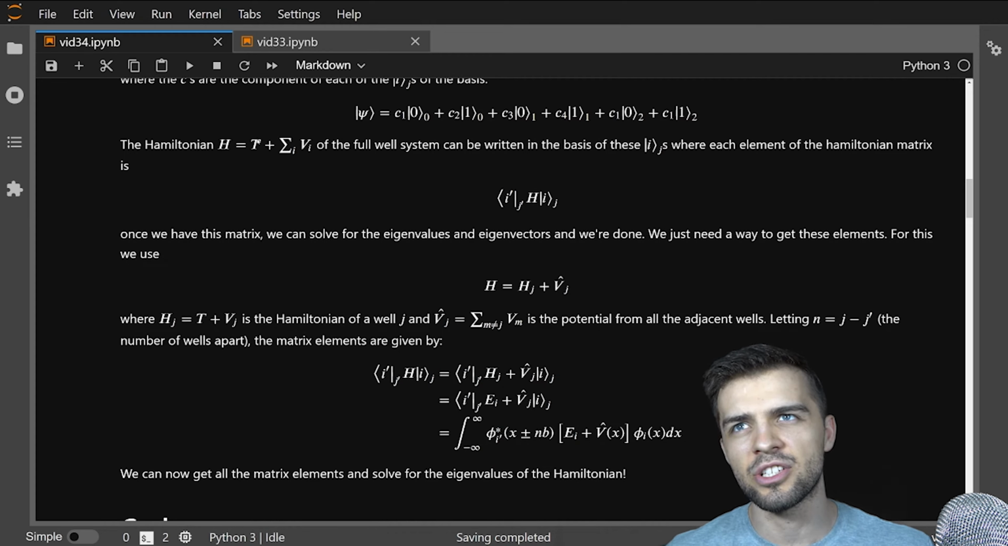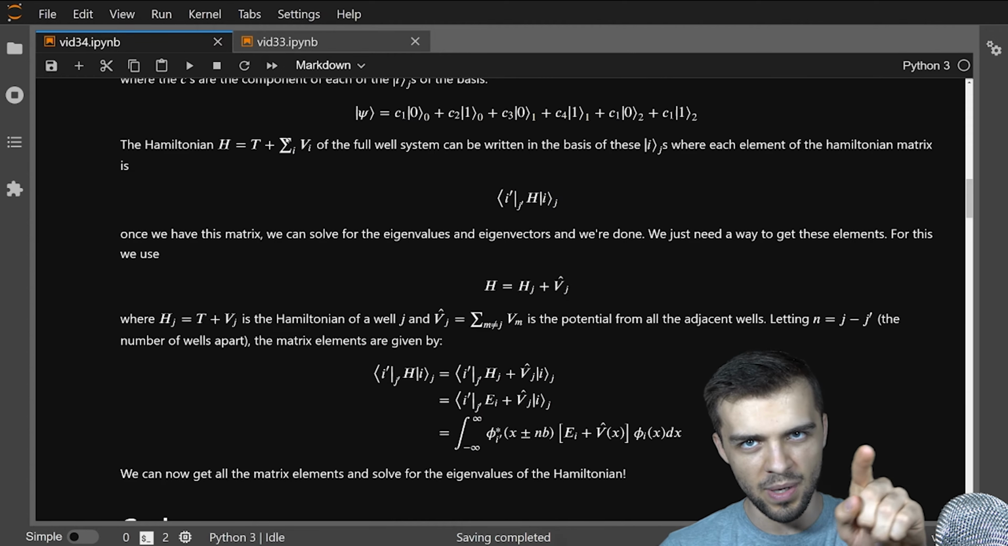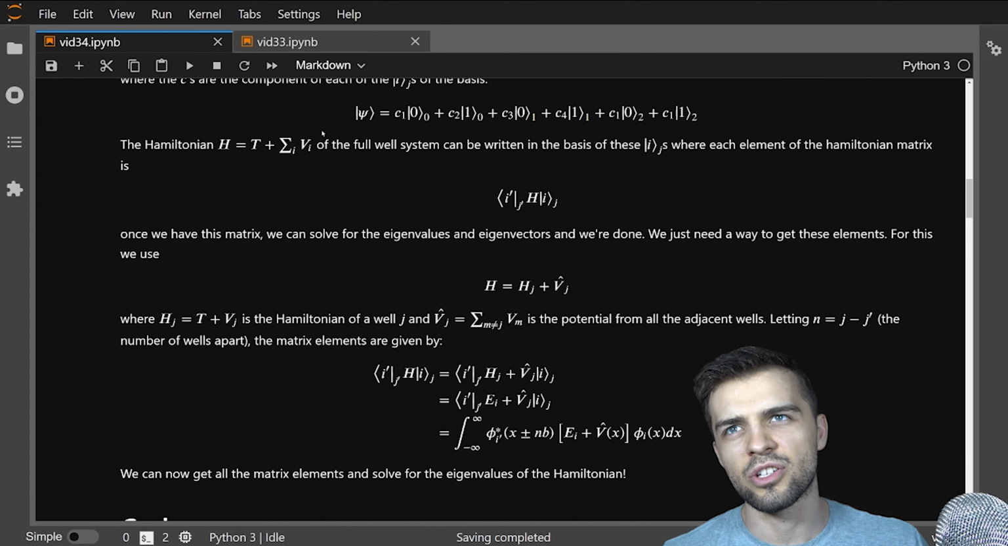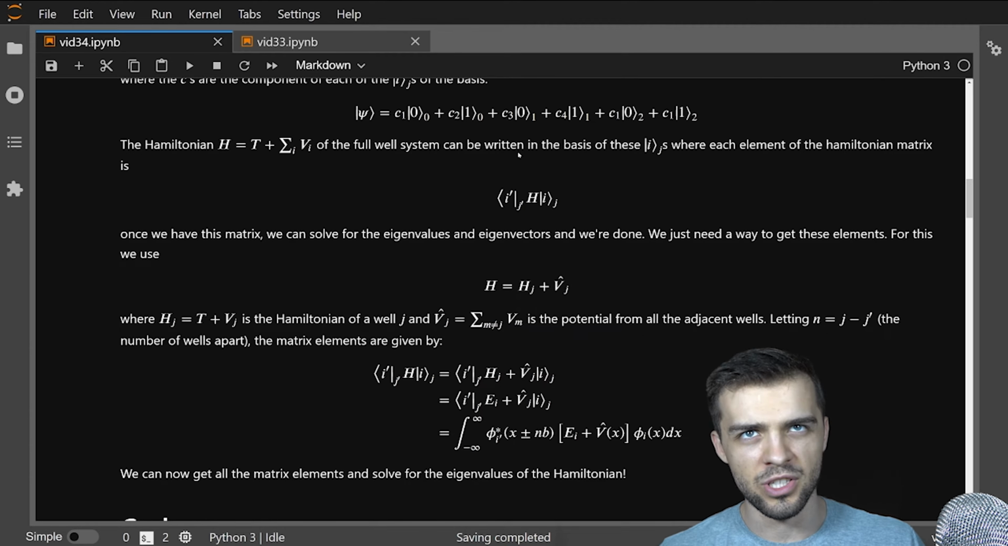Well, the Hamiltonian H is the kinetic energy, T, P squared over 2m, plus the sum of the potentials of all the wells. So you have the first well, the second well, the third well. This is going to be a function of position, the full well system.